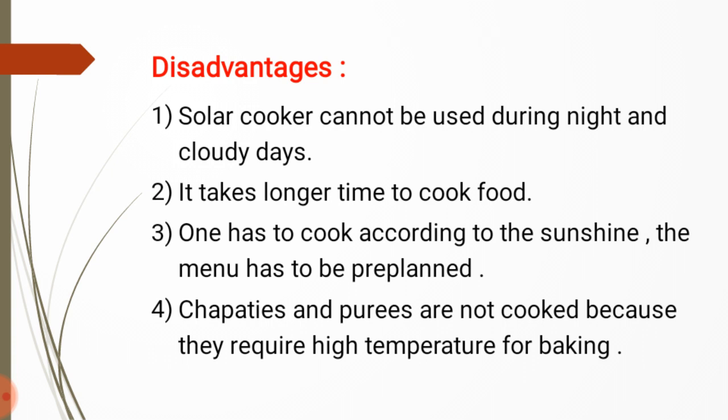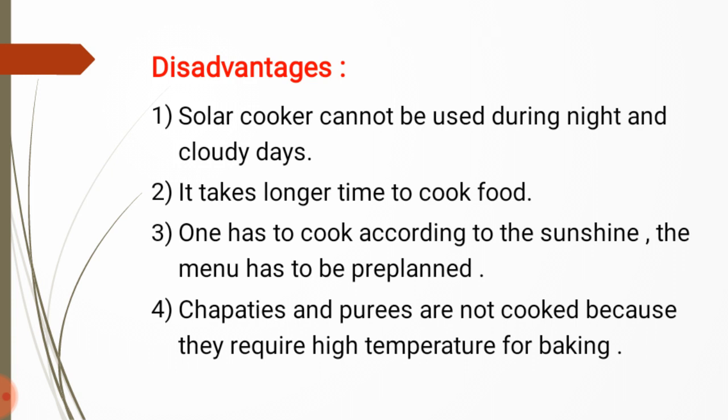The third disadvantage is one has to cook according to the sunshine. The menu has to be pre-planned. That means the cooking depends on the sunshine. Sometimes we have less sunshine, sometimes we have large sunshine, or the intensity of solar radiation is large. So according to that we have to decide the menu, which has to be pre-planned. So this is the disadvantage. That means we cannot cook any food at any time, because there is a variation in the solar intensity. So this is also the disadvantage of the solar cooker.